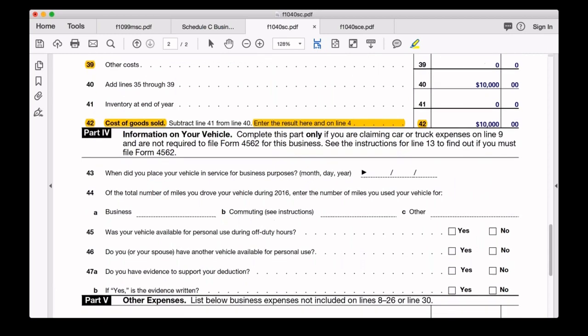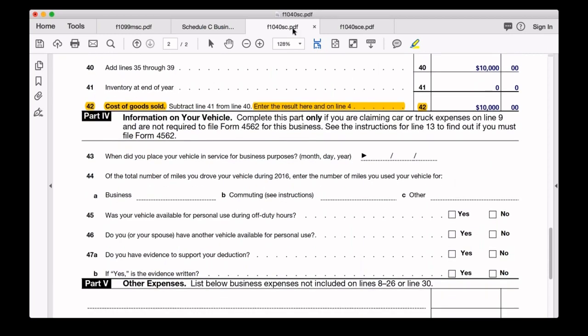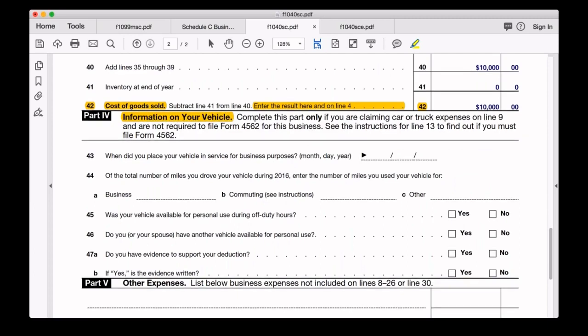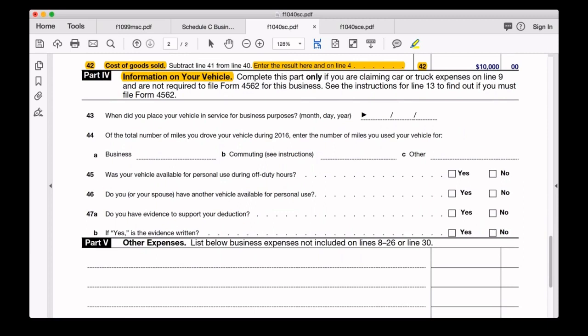Perfect. So with that being said, we're going to move to vehicle information, to part number 4. And this is a very important part because there's a credit associated with it. Before we start filling this out, I'm going to show you a few important things about the vehicle information. For that, I'm going to move back to the white screen.